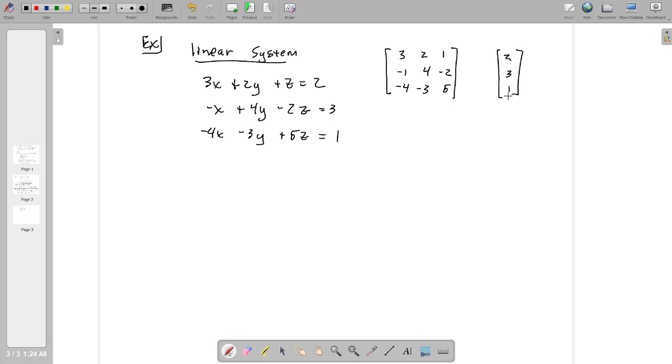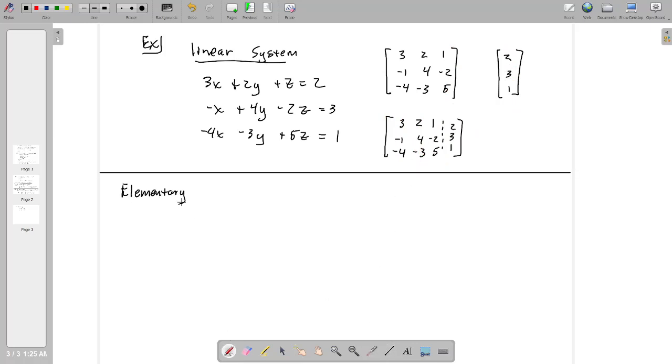Now, generally, when we solve a system, which we will do in this section, we append this column to this matrix here. Now, it ends up being an augmented matrix, 3, 2, 1, 2. I like to draw a dotted line here, just to indicate that I'm starting the other matrix, even though the entire matrix is all one. And then I would have negative 1, 4, negative 2, 3, and negative 4, negative 3, 5, 1 here. So I just append this column to this matrix and I get my augmented matrix here.